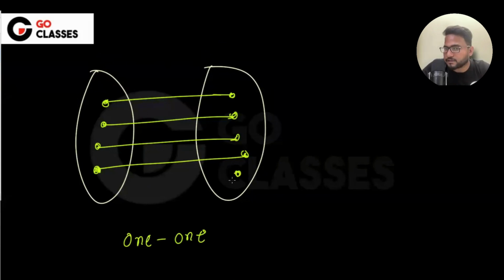Can there be five? Yes. Can there be six? Yes. That's okay, if it is in the codomain, but it is not in the range. That's fine, right? At least four elements have to be there. So one-to-one says that for every element, there is a one-to-one mapping.